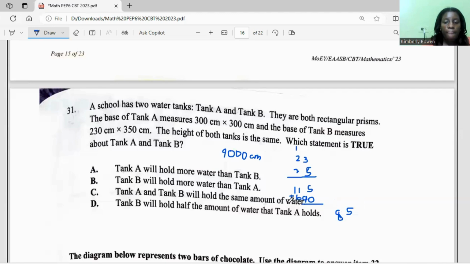So whatever the answer will be, say I add 100 for the height, this is still going to be 90,000 and this is going to be 80,500. So tank A will hold more water than tank B because it already has a higher area. Correct answer A.